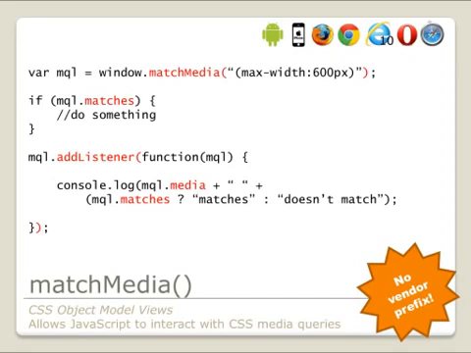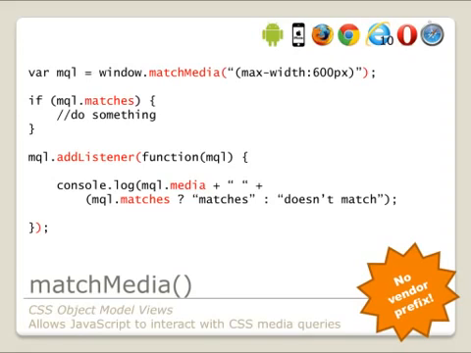Now the listener is fired two times. First is when the media query matches, so the first time that it starts to match. And the second is when it no longer matches. So as soon as max width 600 pixels is no longer relevant, the listener is fired again. It doesn't fire repeatedly. It only fires at those boundary conditions when you're changing from matching the media query to not matching the media query.